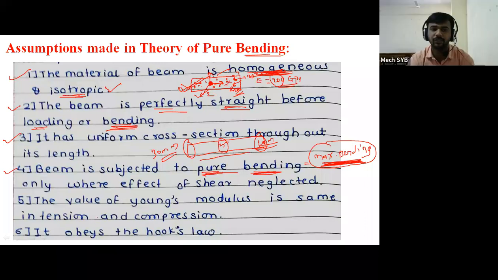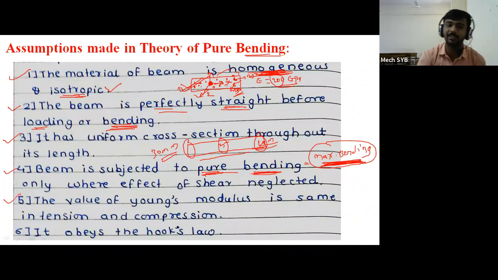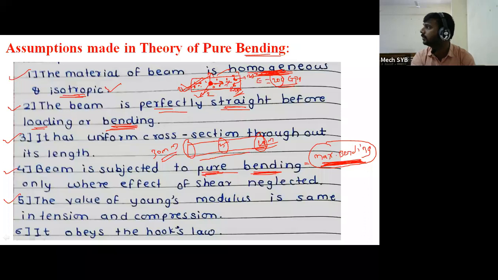Okay, so this is the fourth assumption that beam has to satisfy. That means beam is subjected to the pure bending. And in addition to that, while calculating bending stress, we are considering the effect of shear is equal to 0 or it is neglected. Then fifth, the value of Young's modulus is same in tension and compression. What is Young's modulus? It is the property of material, and that Young's modulus is represented by capital E. See, it is represented by capital E, and this E value should be same in tension and compression.